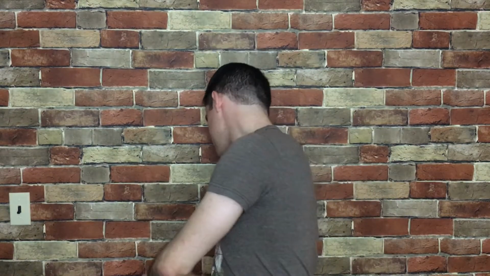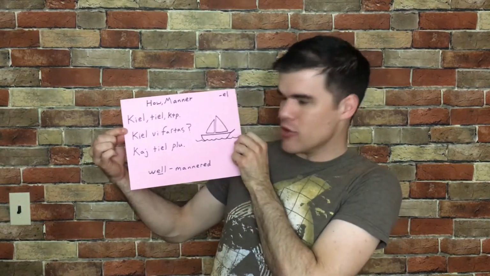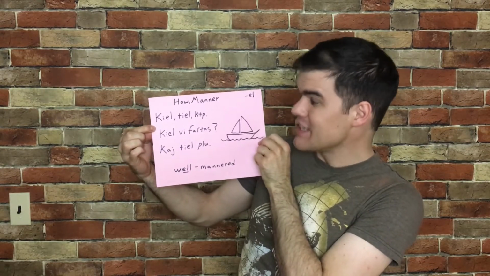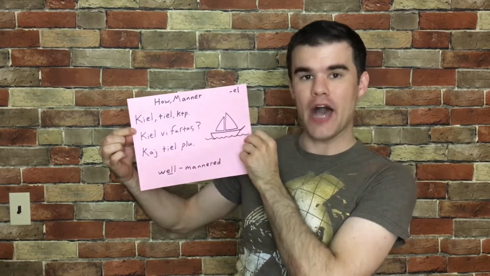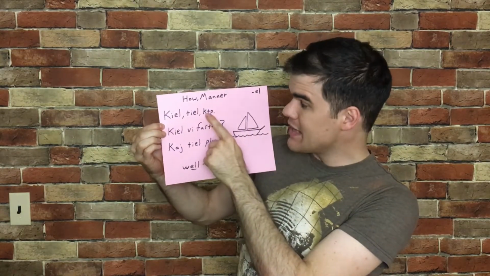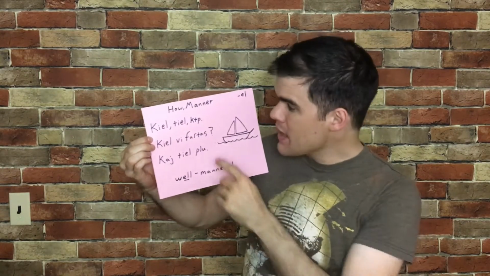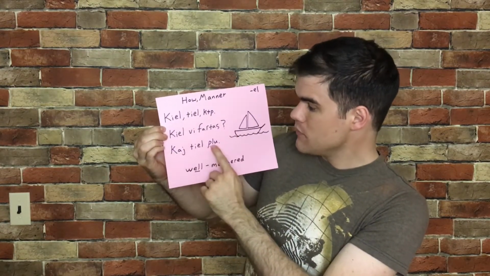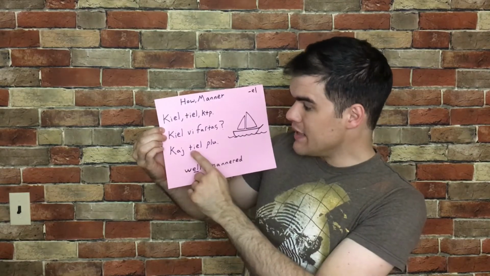Cool. Next up. How, manner, method. EL: kiel, tiel, iel, ĉiel, neniel. Kiel vi fartas? How you doing? Kaj tiel plu. You see the kotopo I've been using? That's our way of saying etc. That literally is kaj tiel plu. And so forth, or so further. In that way, onward, and more of the same, okay?